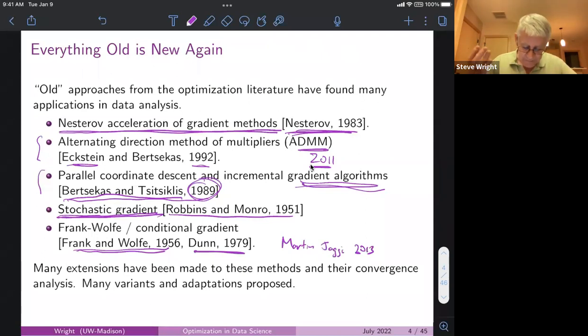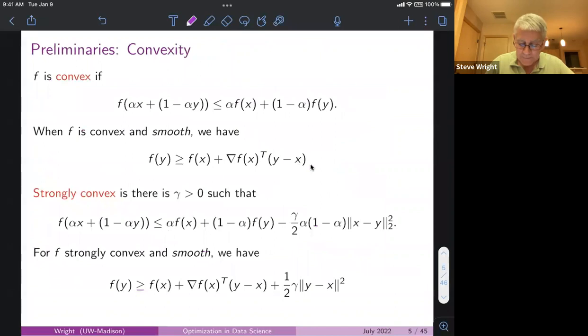Okay, so the story here is that the optimization toolbox had a lot of algorithms in there, and some of them were not very high profile in the optimization community, but some of them turned out to be exactly what the machine learning people needed.